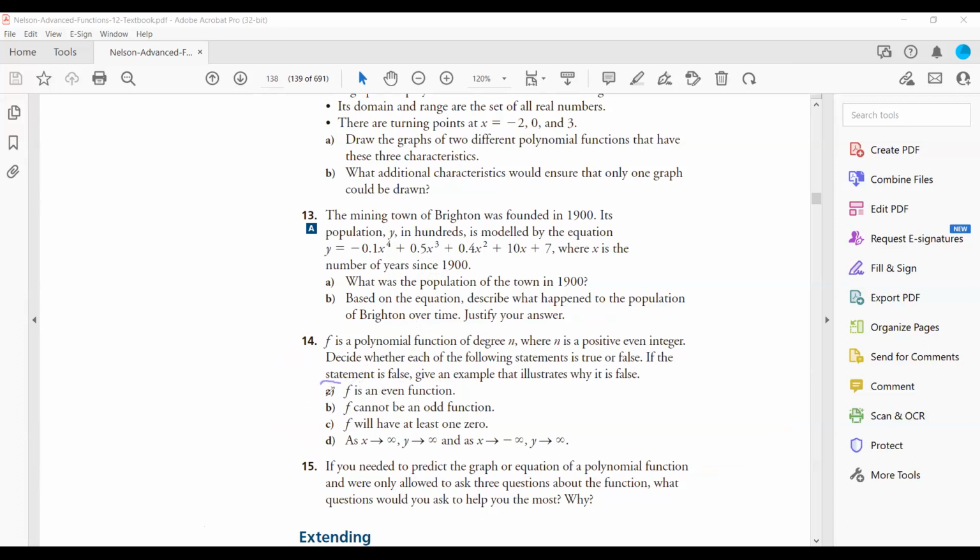An example in question A: f is an even function. Let's read the question one more time. F is a polynomial function of degree n, where n is a positive even integer. Okay, so we know that the greatest power of this polynomial function would be n, and it's even. And question A, f is an even function? Not exactly. We cannot say that the function is even unless we have symmetry over the y-axis. Only the functions that are symmetrical over the y-axis can be called even.